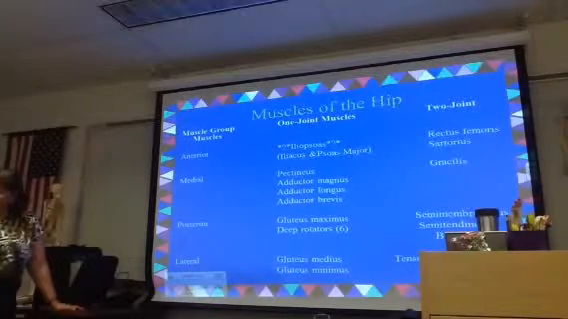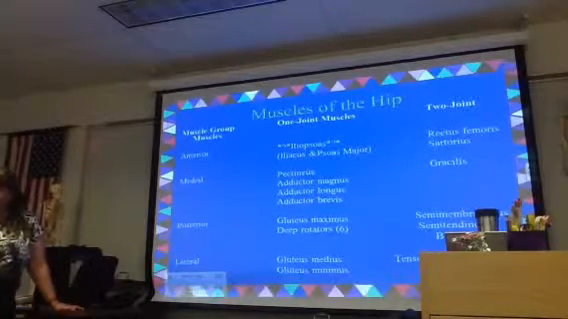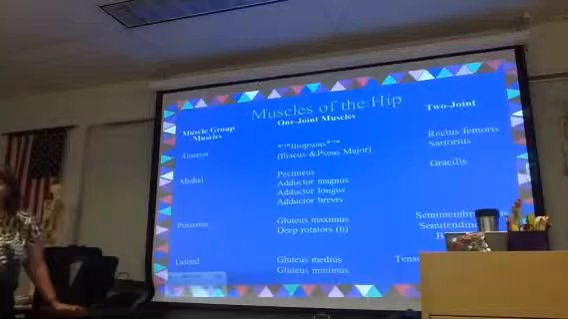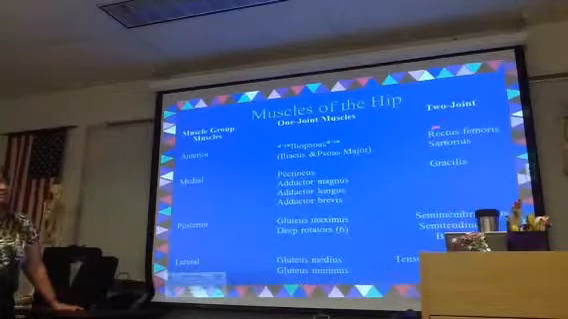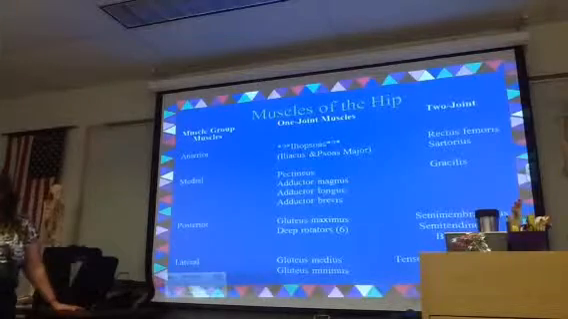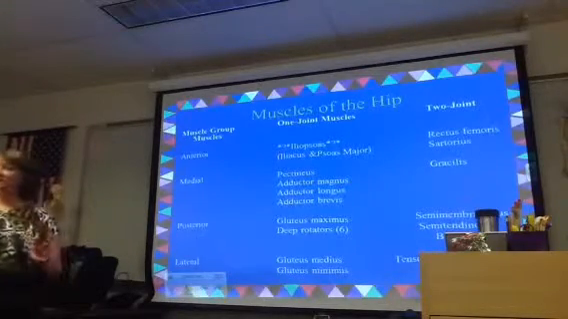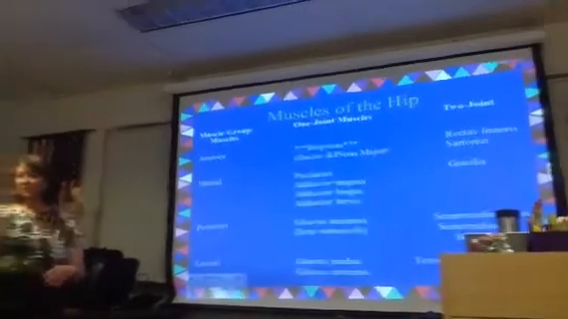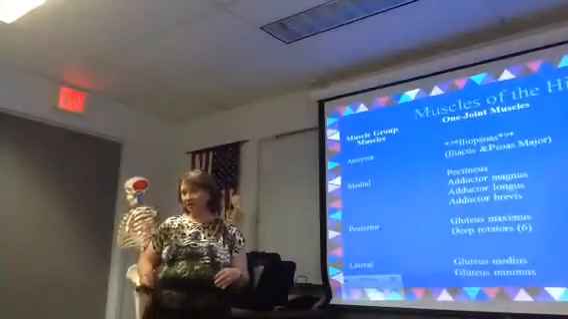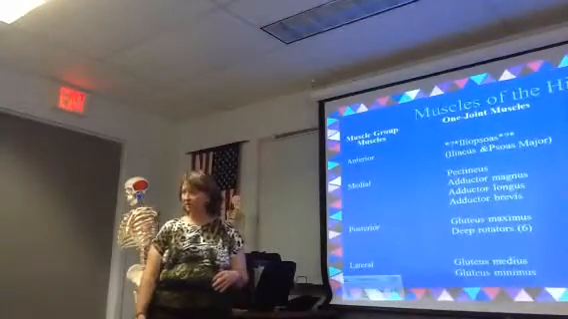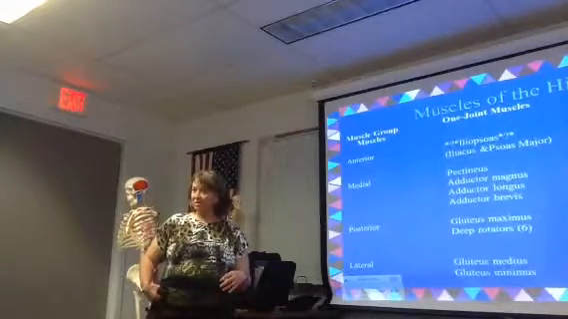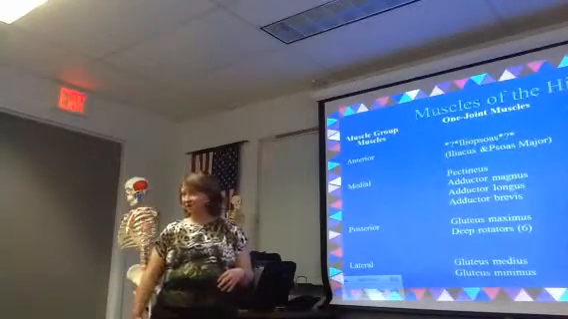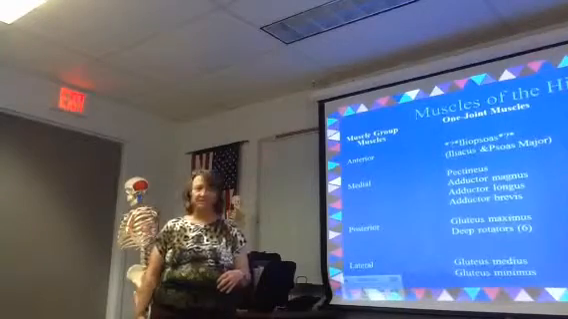From the lumbar vertebrae down into the hip. Okay, so it's one of your core muscles. It's a strong control muscle. Your two joint muscle for this is going to be rectus femoris. So your quadriceps, quad meaning four. Rectus femoris is the part that actually crosses both the hip and the knee. It attaches up here at the ASIS. The rest of your quads attach right onto the femur, so they only cross the knee.